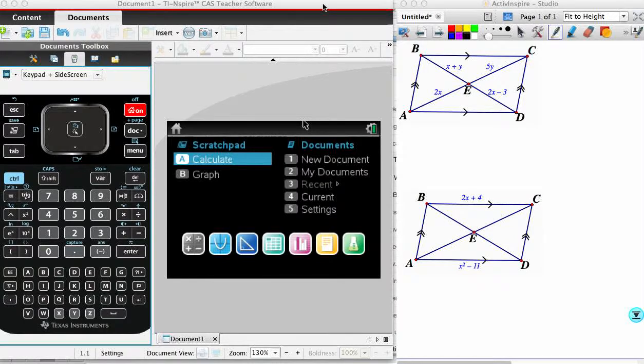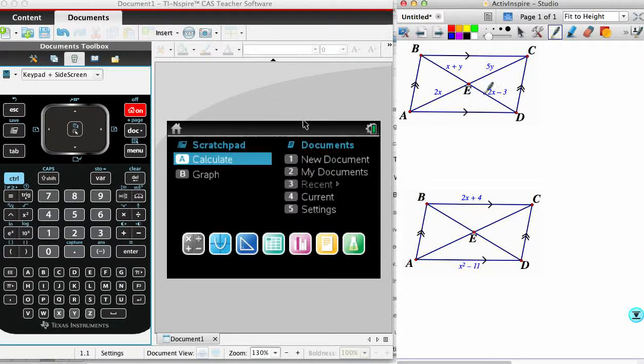So the purpose of this video is to demonstrate the use of the TI-Nspire calculator in geometry in order to solve both a system of linear equations and also a quadratic equation. So if we look over here on the right hand side, we've got a couple of examples.